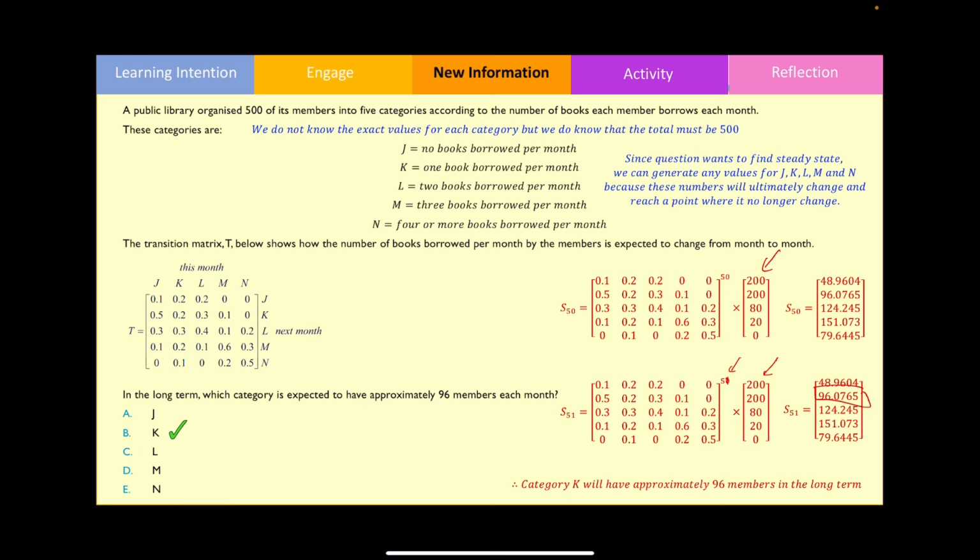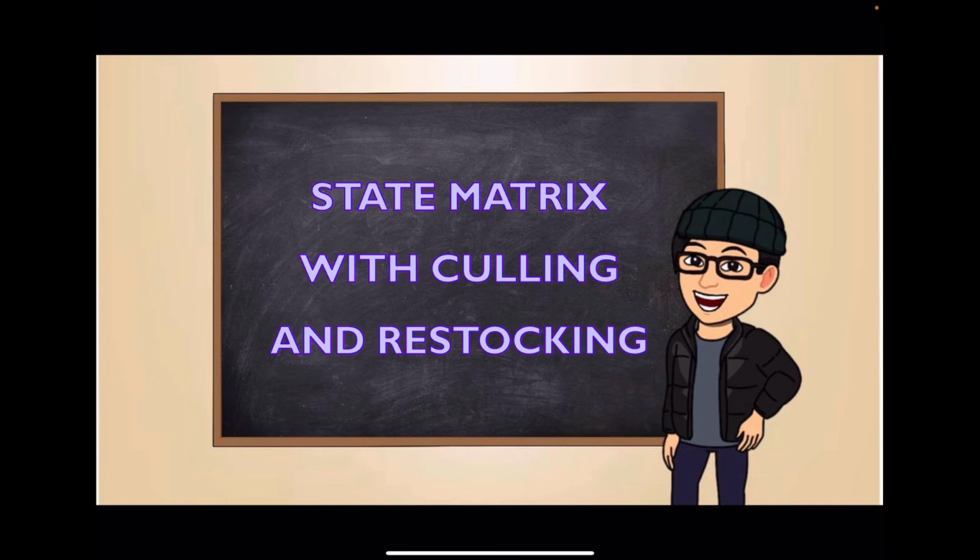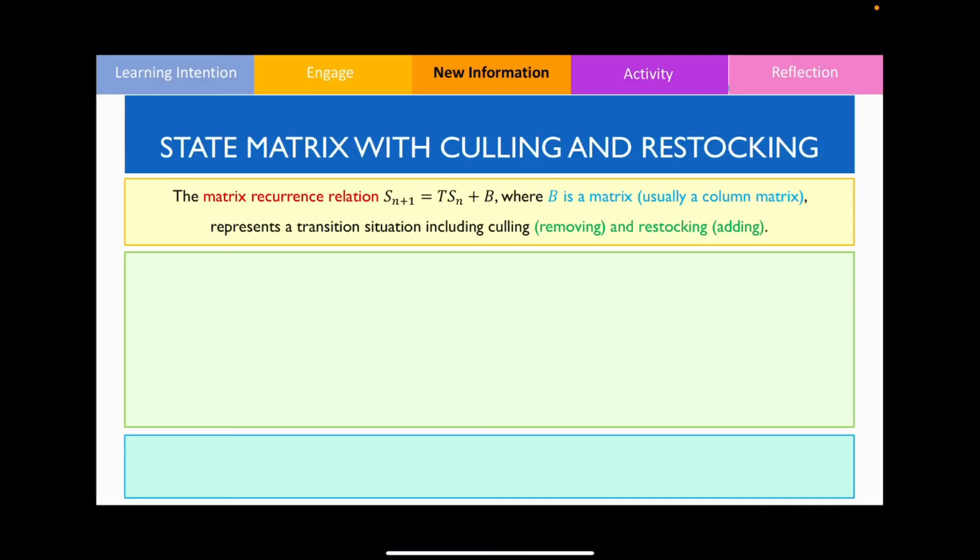The last part of this lesson is for us to learn about the state matrix that involves culling and restocking. We are now going to be looking at situations where we're going to either remove stuff, which is known as culling, or adding stuff into the system, which is referred to as restocking. Since we're either removing or introducing a constant amount of stuff, the recurrence relation has a plus B component to it, which is often represented by a column matrix.